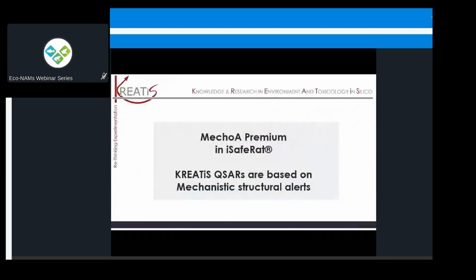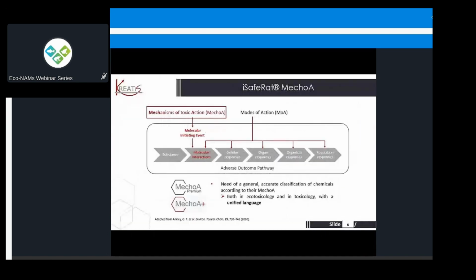So go back to MECOA. What is MECOA? Mechanisms of toxic action. It's really equivalent to a molecular initiating event. It is not only that. Narcotics, for example, are not really what we consider a molecular initiating event, as they're just membrane destabilizers, but we consider a mechanism of toxic action to also include narcotics. Whereas modes of action are slightly different. They may be anywhere along that AOP, going from molecular interactions all the way up to population responses. So it's not quite the same thing.